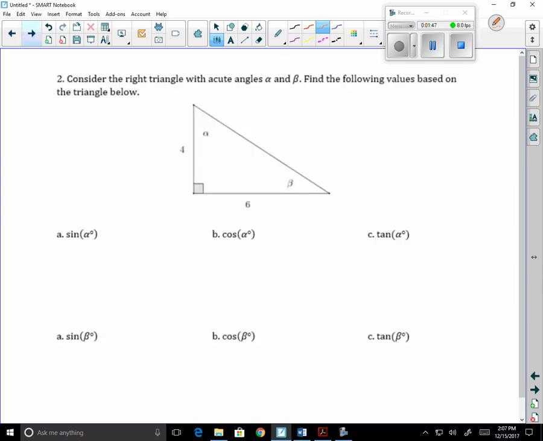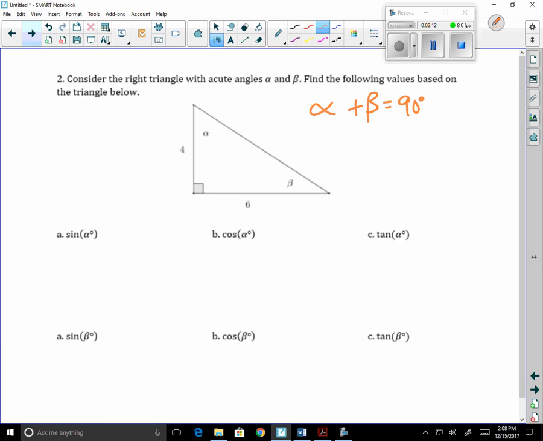Let's take a look at number 2. Number 2 gave us a triangle with two angles labeled alpha and beta. Because this is a 90-degree angle, I know that the angle of alpha plus the angle of beta is equal to 90 degrees, or they're complements of each other. So if I find the sine, cosine, and tangent of one of them, I can just find the other ones by knowing the relationships we talked about in class.